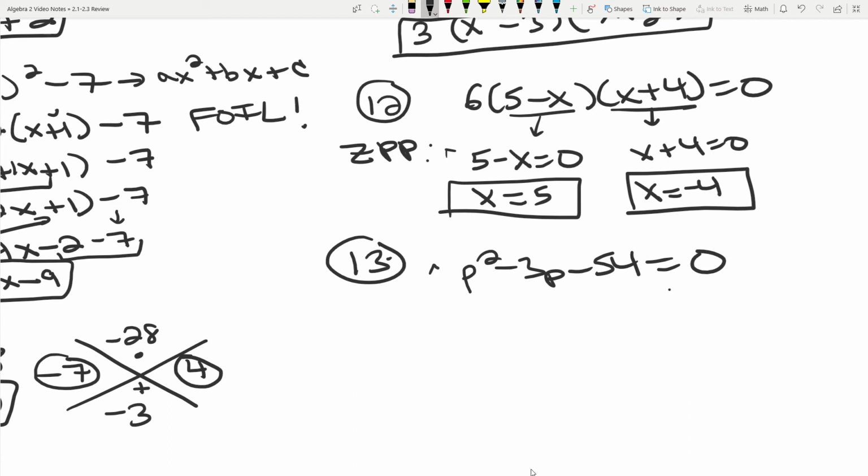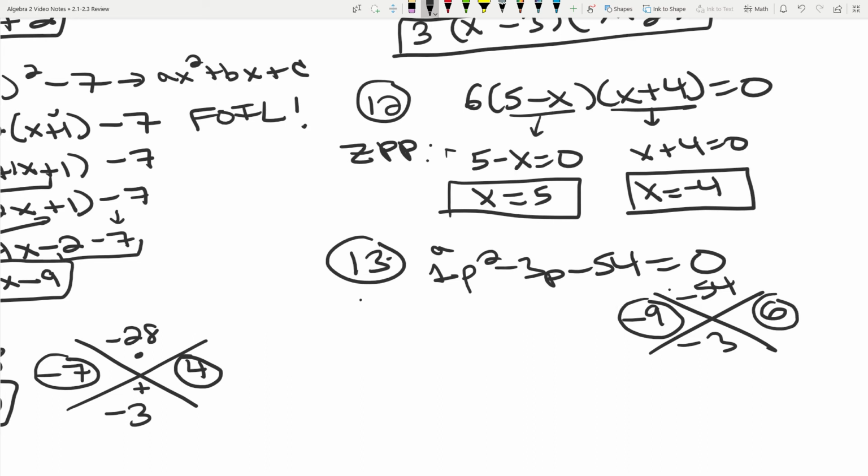So a is equal to 1 here, so we don't have to do AC method. So go straight to the x table. Negative 54 goes on top, negative 3 on the bottom. So two numbers that multiply to negative 54 but add up to negative 3. Let's see, 9 times 6 is 54. And I know that if I subtract those, I can get a 3. I need the 9 to be negative though. So if I do negative 9 plus 6, that's going to give me negative 3. So those are my two numbers.